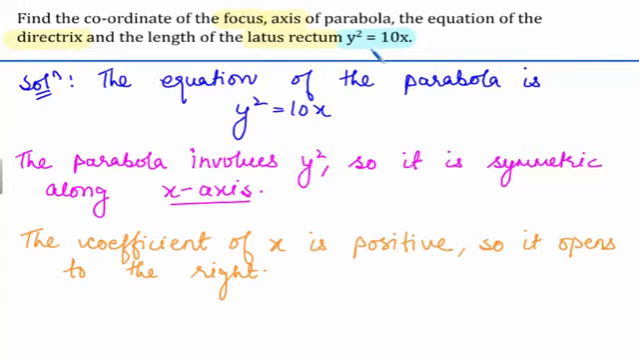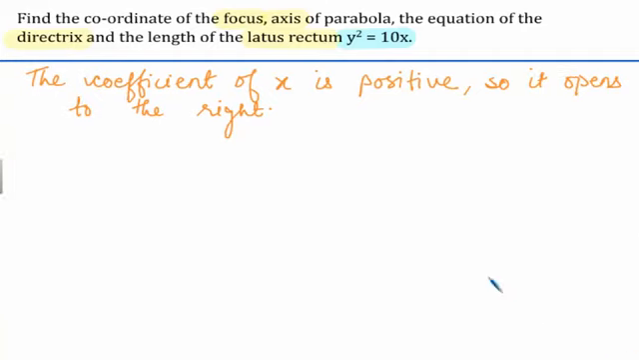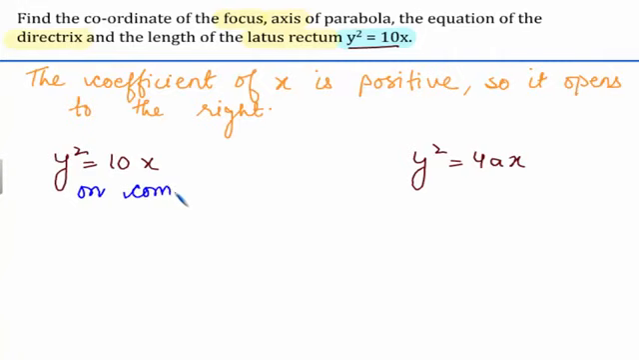Now, the general form of the parabola, which is symmetric along x-axis and which opens to the right, is y square is equal to 4ax, and the given parabola is y square is equal to 10x. On comparing these two, we see that 4a is equal to 10, or a is equal to 10 divided by 4, which is equal to 5 divided by 2.